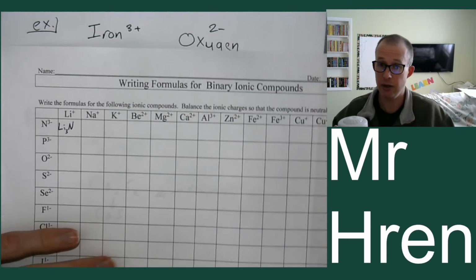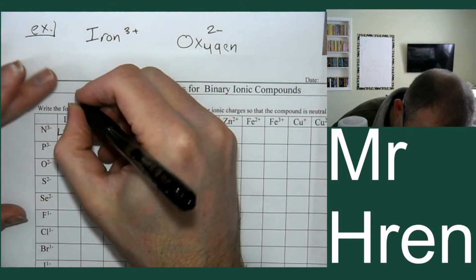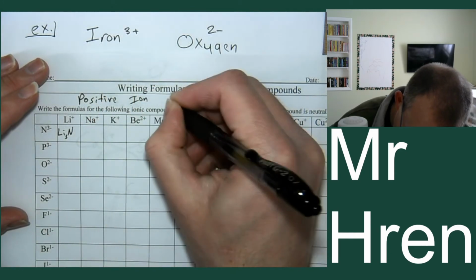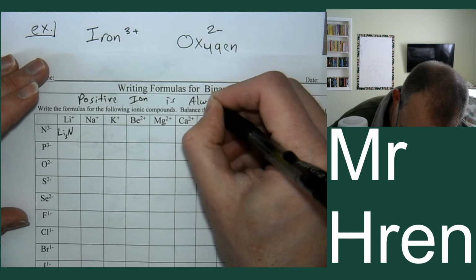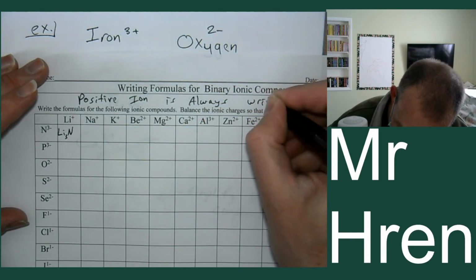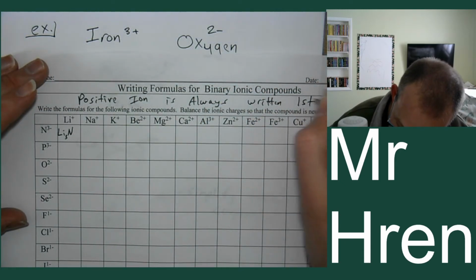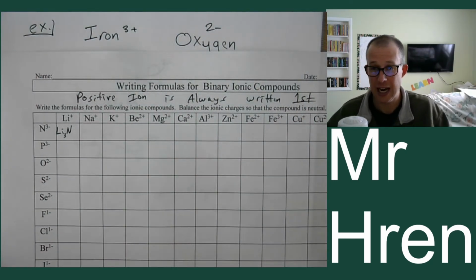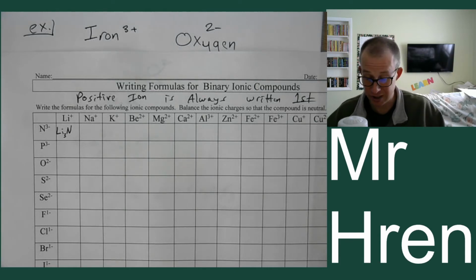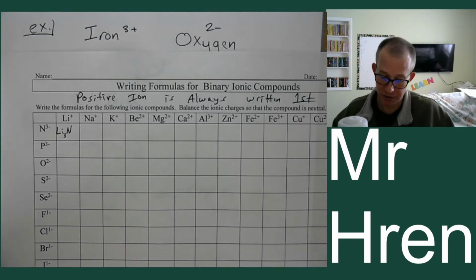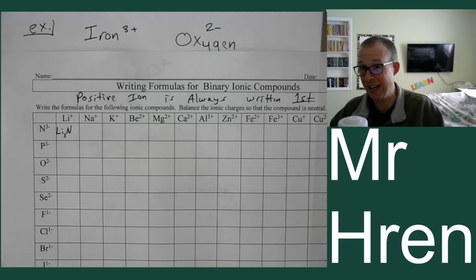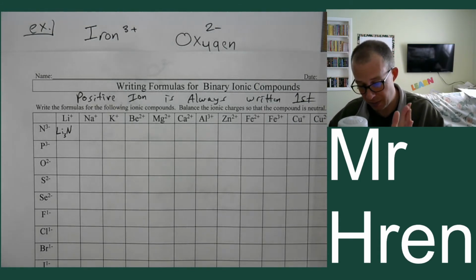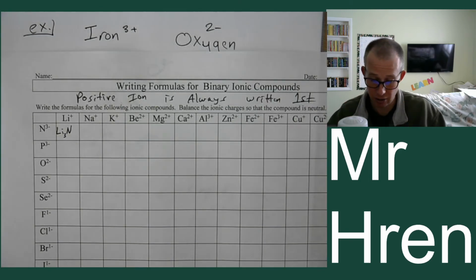A few things to make a note of, though. The positive ion is always written first. Always. A positive ion is called a cation. That's just its name. It's always first. The anion is a negative ion. It's called an anion. It's always second. So positive is first, negative is second, always.